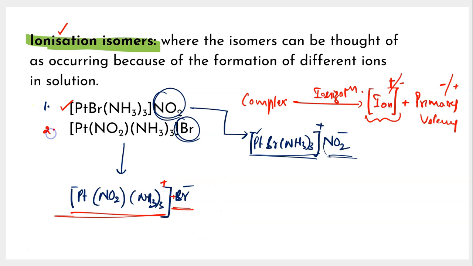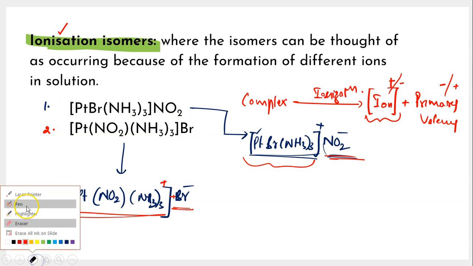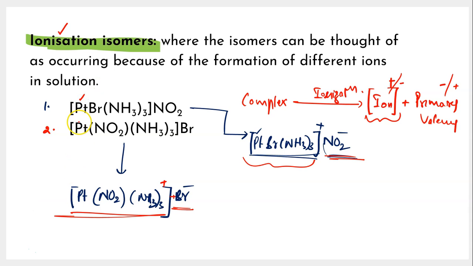In the first case, what do you have? In the first case, you have nitrate ion and the entire complex acting as a cation. Now observe the composition of both of these complexes. What do you have in complex number 1 and in complex number 2? In complex number 1 I have a platinum, so I have it in complex number 2 as well. In complex number 1 I have 3 ammonia ligands and I have it in the second complex as well. In complex number 1 I was having bromine acting as a secondary valency. But in complex number 2, the nitro group, NO2 group, is acting as secondary valency.